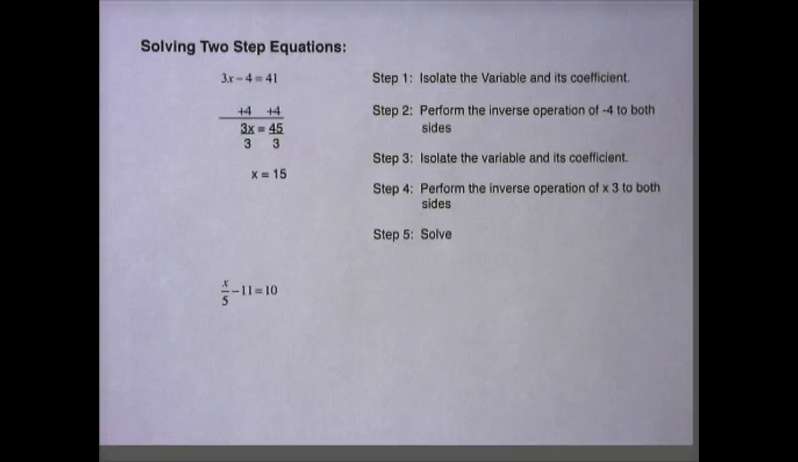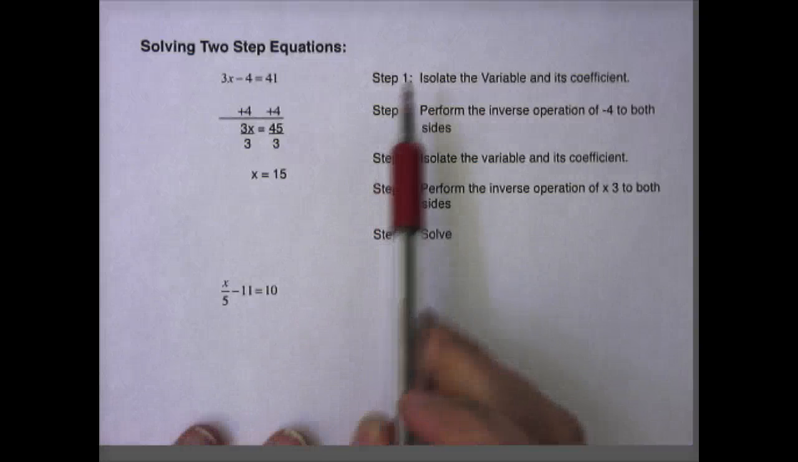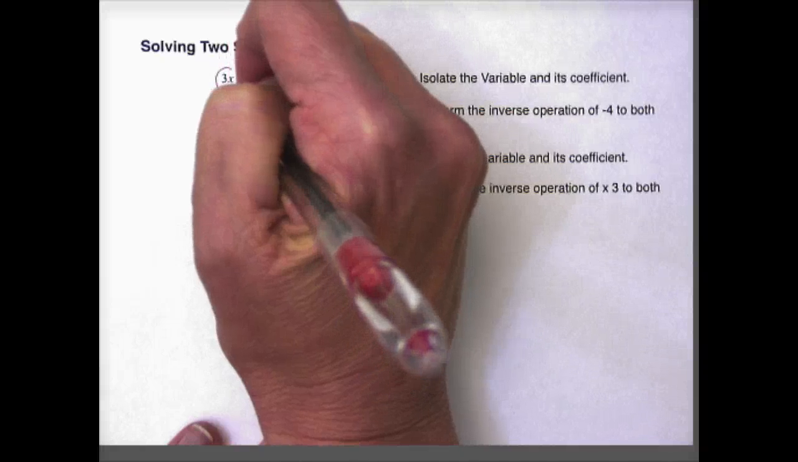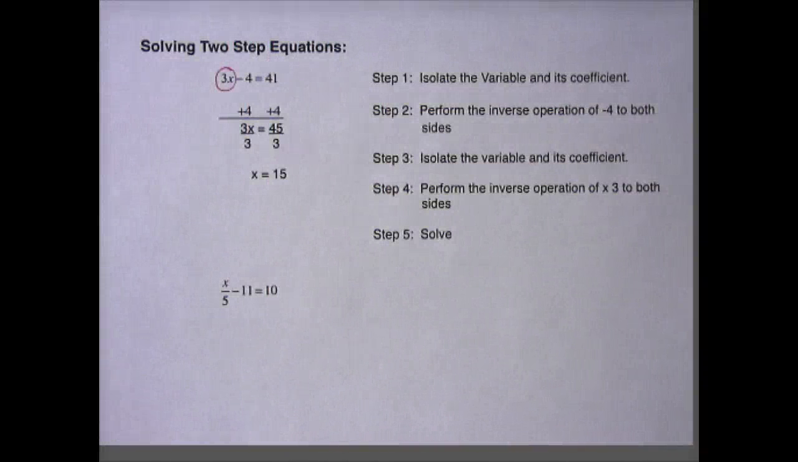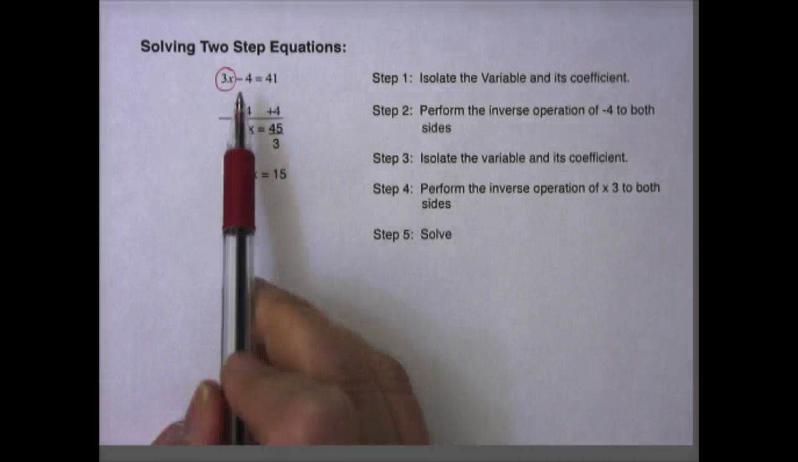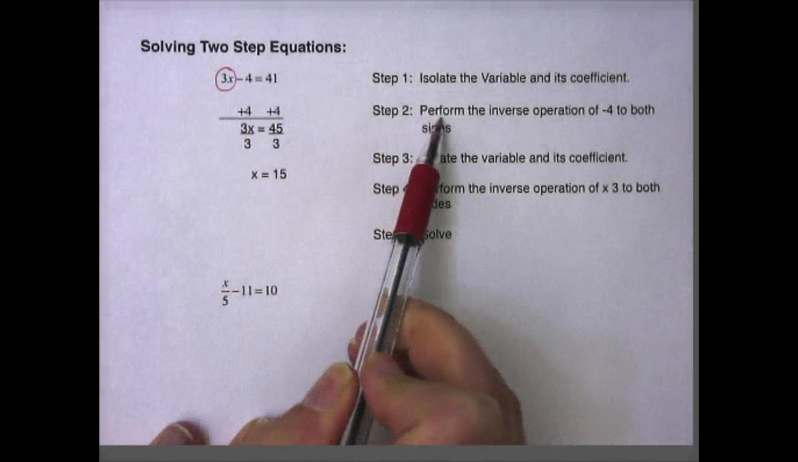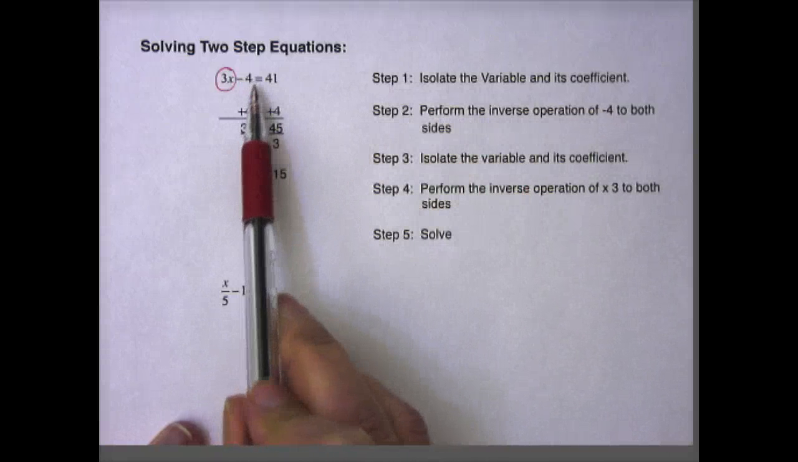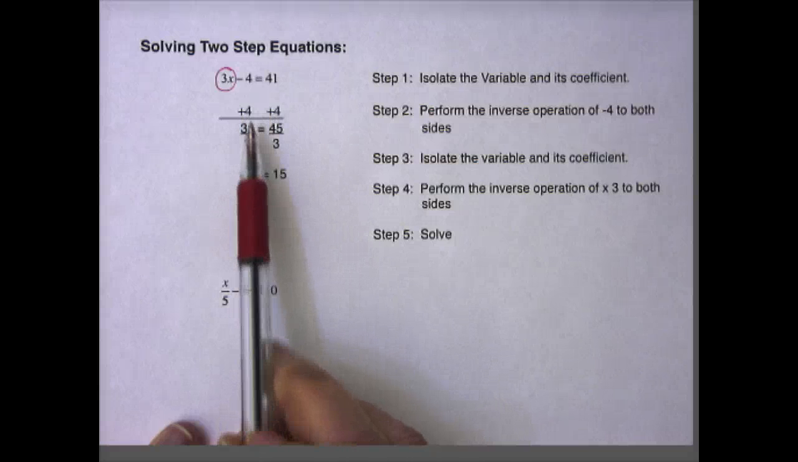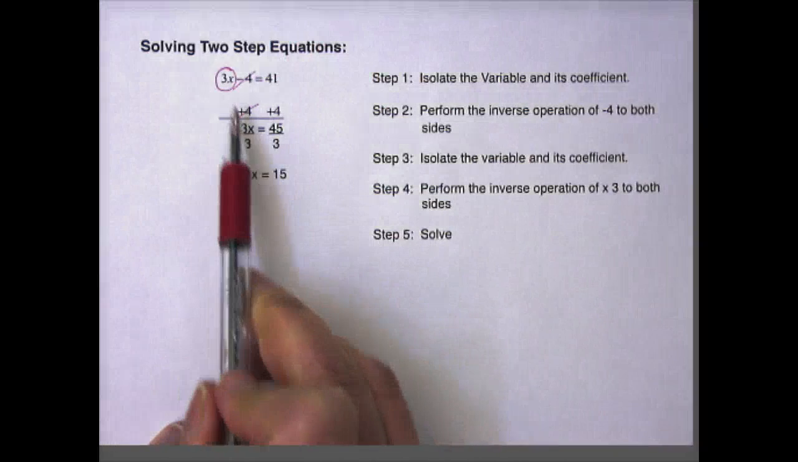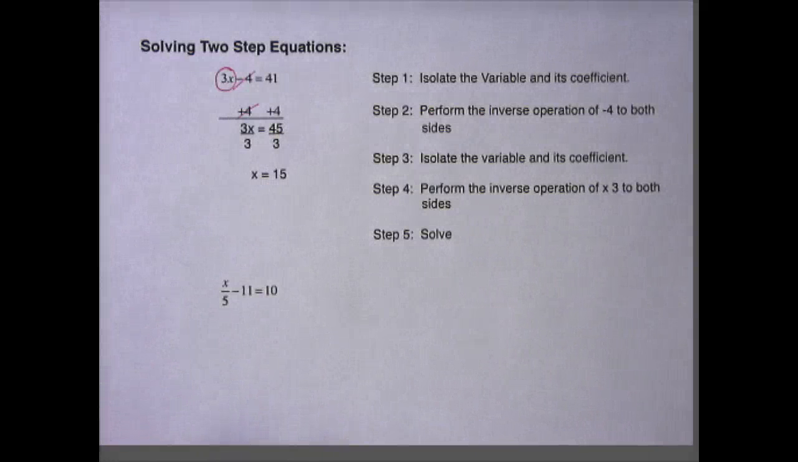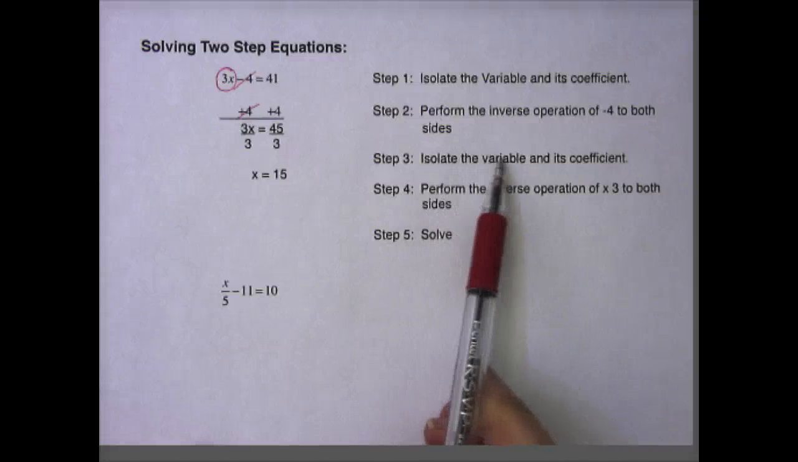So with the first one, 3x minus 4 equals 41, it says step 1, isolate the variable and its coefficient. So the first thing we want to do is isolate 3x, and to do that we have a minus 4 that we need to get rid of. So we need to perform the inverse operation of minus 4 to both sides. The inverse operation of minus 4 is plus 4. So let's add 4 to both sides. That means that these two are going to cancel out, and we get 3x equals 41 plus 4, 3x equals 45.